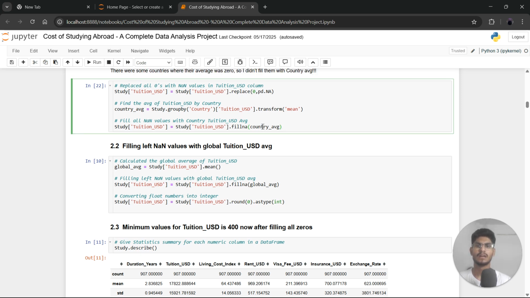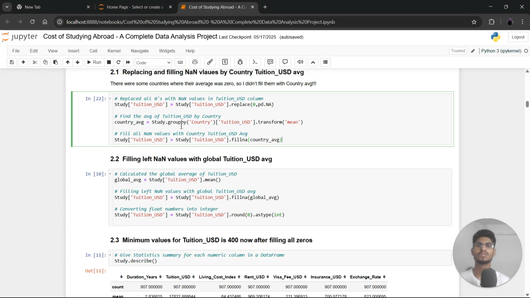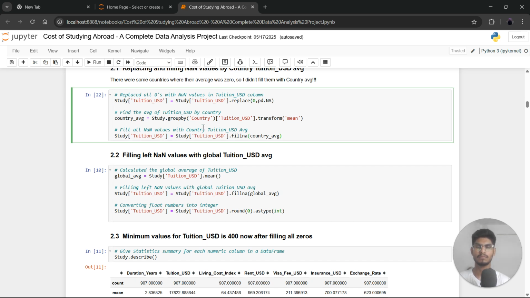Now we are figuring out the average value by country. For example, we have country USA, we have country Egypt, or any countries in Africa. So there is a huge difference between the tuition fees, so coming up with the overall average won't give us a better result. So first we will go with the country average. If there was not, then we will come up with the continent-wise average.